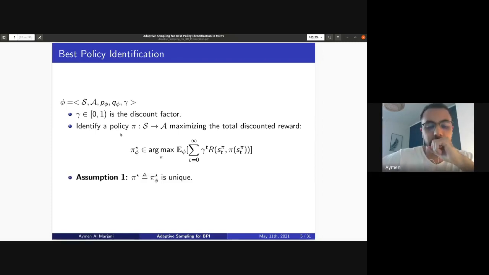So our first assumption is that pi star is unique. Of course, this is not always the case. I mean, there are many MDPs where you have many optimal policies, but for simplicity, we will assume that it's unique, just in order to understand what the fundamental challenges of best policy identification are before we can later hope for doing epsilon-optimal policy identification.